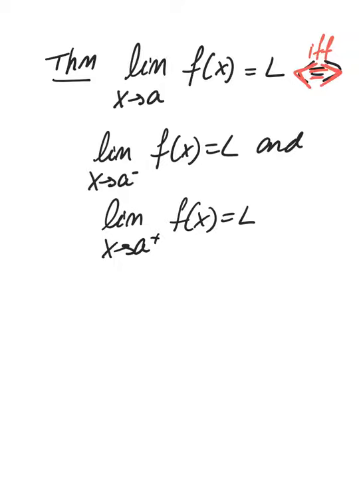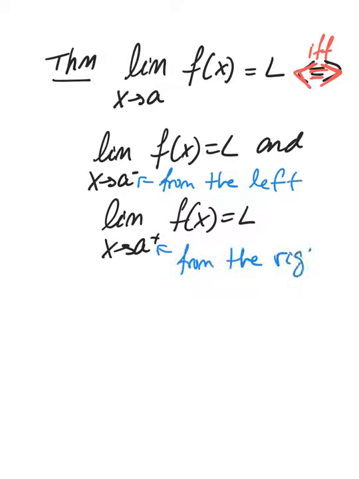The notations here, the little negative exponent and the little positive exponent. The negative exponent means from the left side. The positive one means from the right side. So what this is saying is a limit only exists if it's the same from the left and from the right.